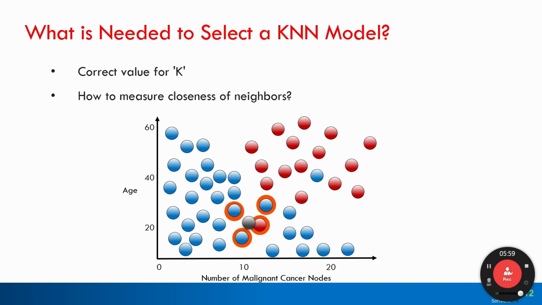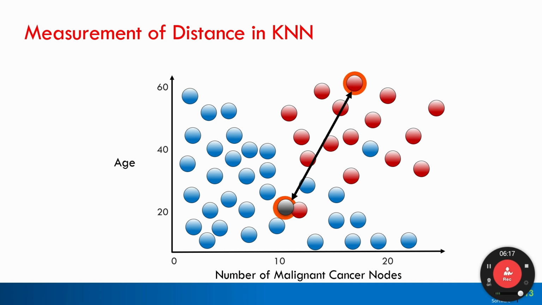So what is needed to build the best KNN model? First, we must decide the number of neighbors. Second, we have to select the proper measure to calculate the distance of the neighbors. Let's focus on how to compute the distance between the two given points. What is proper distance between these 2 points? We will discuss 2 distance measures.